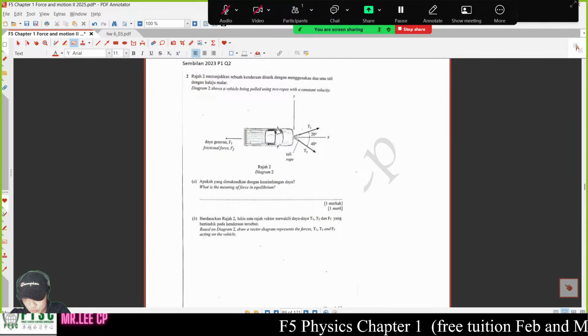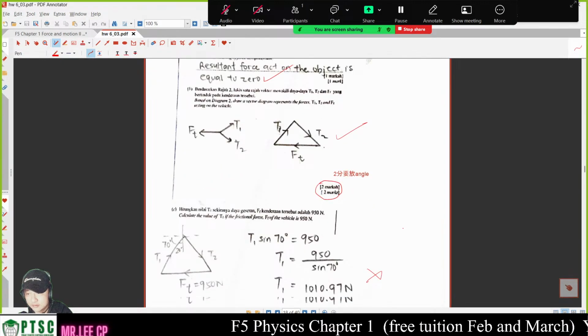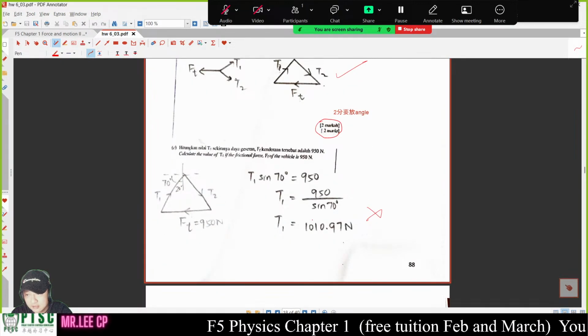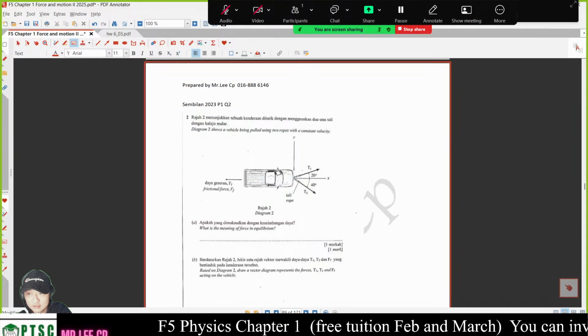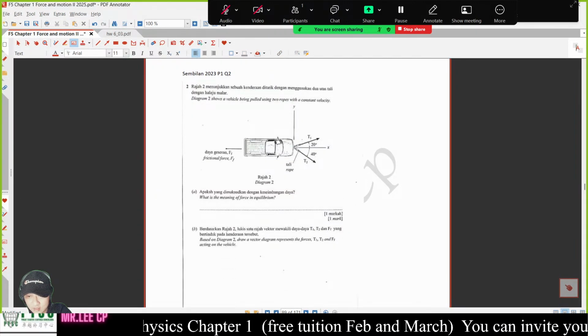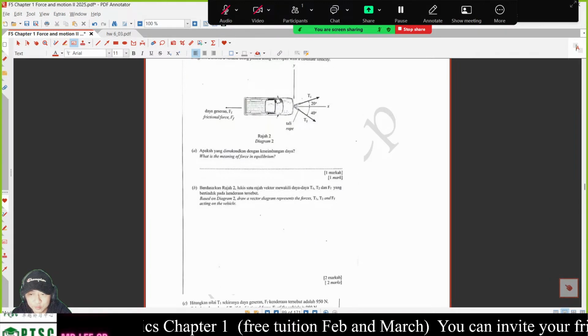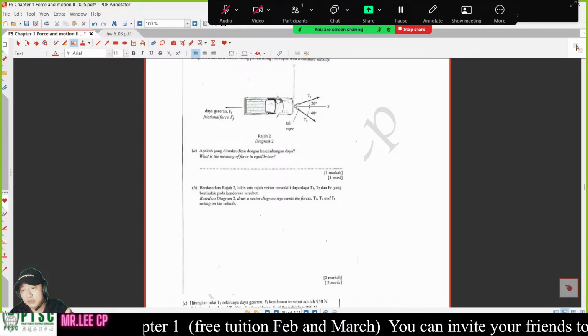This question is kind of hard. That's why I see you cannot do this. You don't know what to do at all, right? If you draw the triangle, it gets even harder. So what is force in equilibrium? I don't want to answer this already because we answered many times already. You copy from the front.